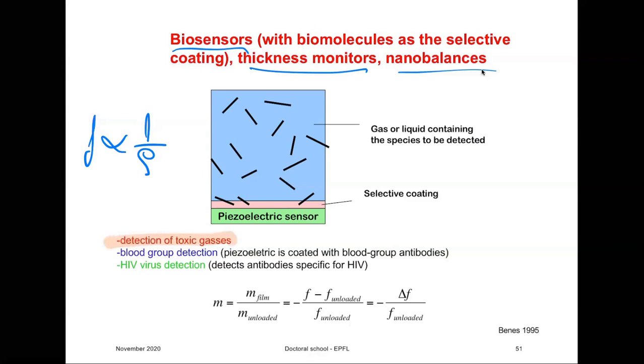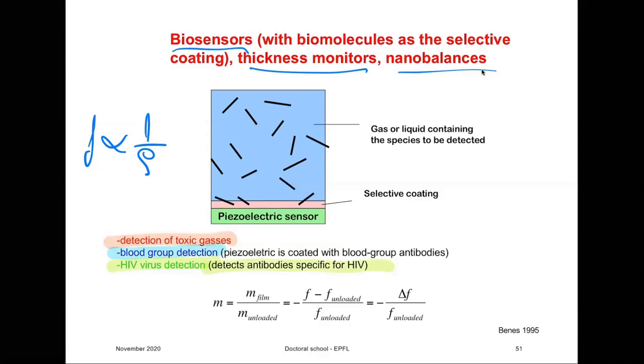So besides thickness monitoring, you can detect toxic gases, for example. You can detect blood groups in the blood, and you can even detect the presence of viruses. Of course, viruses are too small to be detected, but what you do is detect antibodies specific, for example, for the HIV virus.